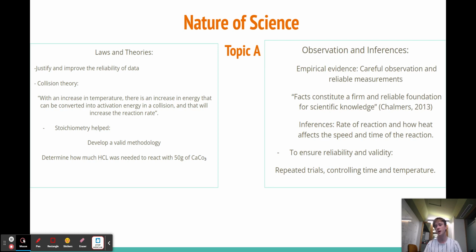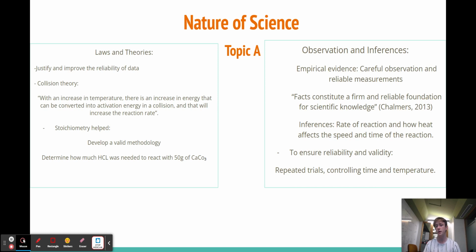Observations and inferences. Observations and inferences are a critical part of the nature of science. The experiment exemplifies the intricate nature of science inquiry. The experiment showcases how empirical evidence is gathered through careful observation and reliable measurements. This links to Chalmers' work, where he establishes that facts constitute a firm and reliable foundation for scientific knowledge. This leads us to the idea that direct, unobstructed observations are vital. Such observations lead to inferences about reaction rate and how heat affects the speed and time of the reaction.